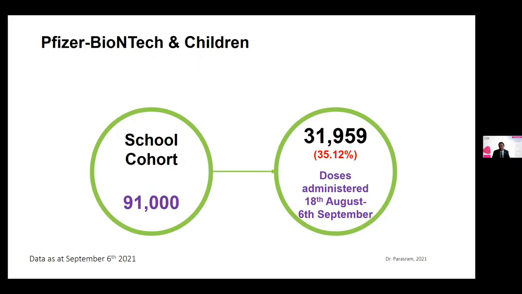91,000 children. I'm going to cry. 31,959 children have been given the doses, first doses of Pfizer so far, taking us to 35.12% of the school-age children. If you remember, our goal was to bring those children who are fully vaccinated back out to school to begin face-to-face learning in October as a sort of safe zone for those children. And virtual learning, of course, will continue otherwise.